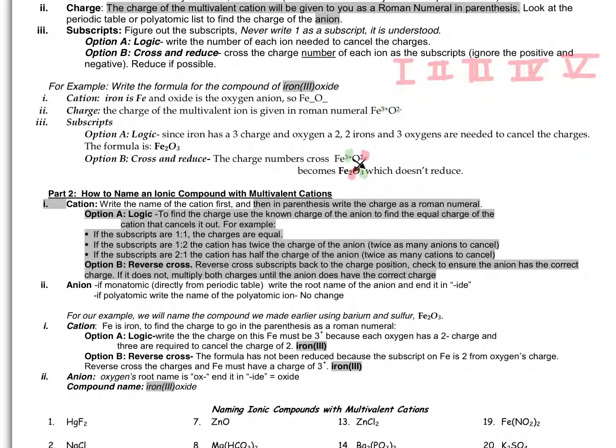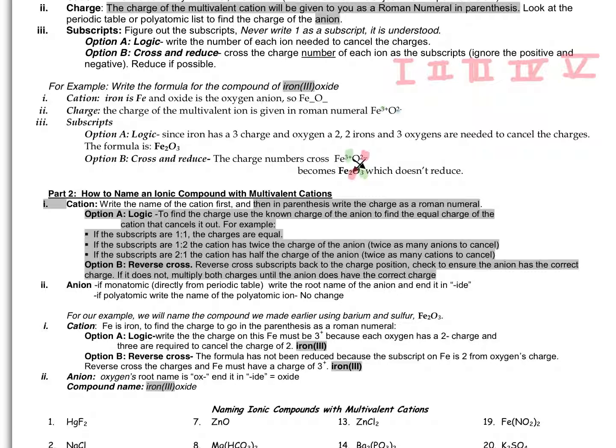The other option is to do a reverse cross. So put your arms out and point to the bottom. Cross back up. If you put them at the bottom and you cross it back up, that's a way you can find the charges. If I do a reverse cross, the subscripts go back to the charge position. Check to ensure that the anion has the correct charge. If it does not, multiply both charges until the anion does.